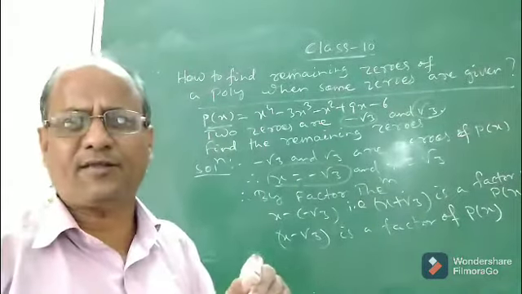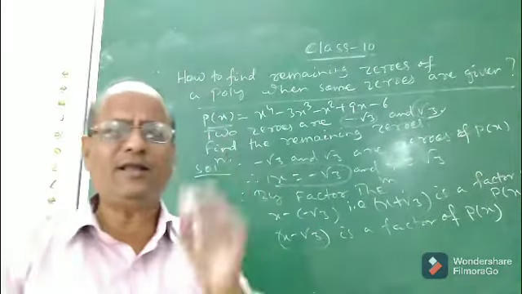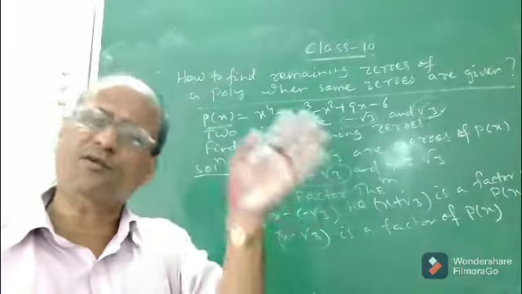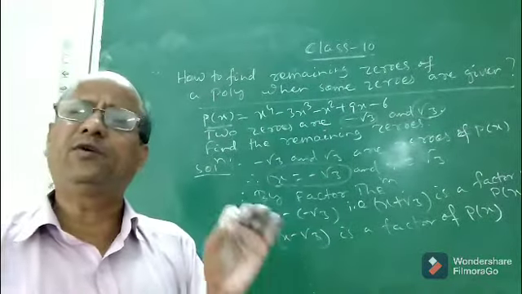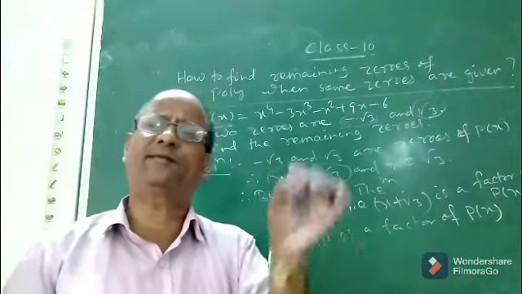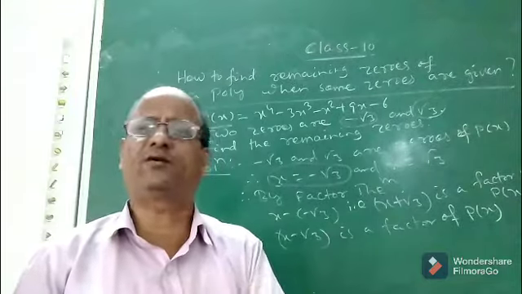Okay children, now I am asking one question. Suppose 2 and 3 are factors of 6. Suppose, no, not suppose, it is true. We know that if 2 and 3 are factors of 6, what do we write? We write 6 equal to 2 into 3.